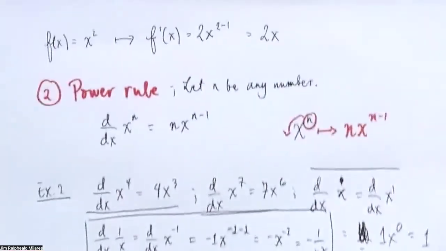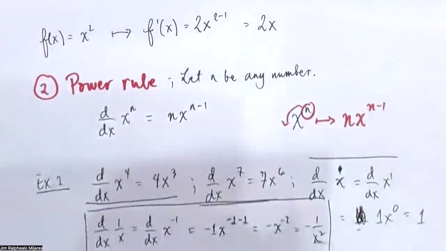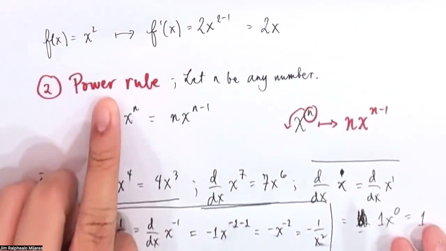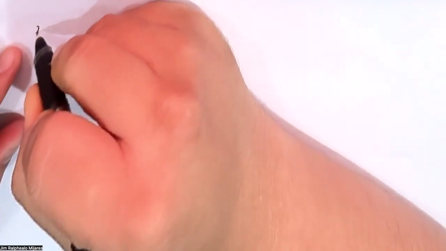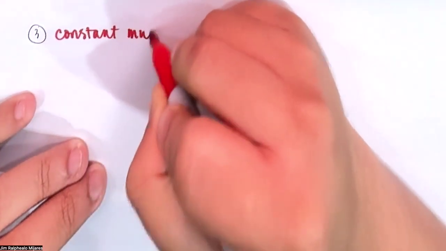Right. Now that kind of makes sense. So we started with a constant function. We then went to the power rule, right? The next rule, okay, is what we call the constant multiple.